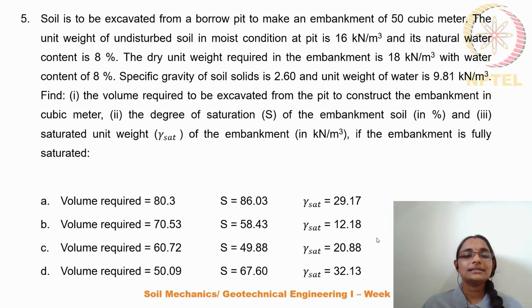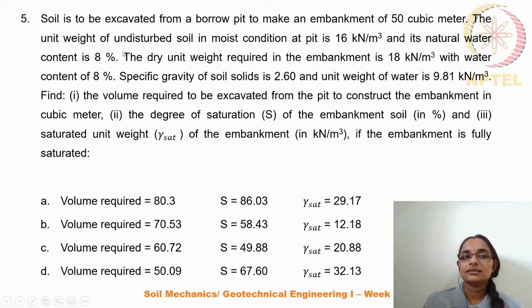So, let's see what is there in the question. We are going to make an embankment of volume 50 cubic meters. Embankment means a heap of soil or a piled up structure, right? Soil piled up structure. We know the total volume required for the embankment is 50 cubic meters. So, for that, we are excavating soil from a borrow pit.